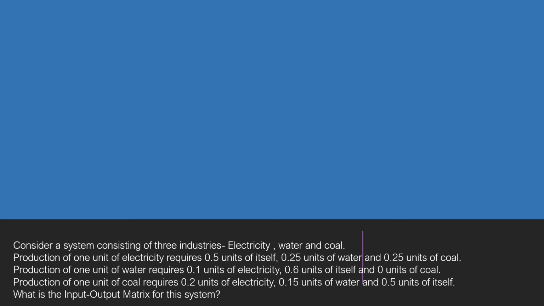In order to understand this model, let us consider this example where we are considering a system consisting of 3 industries: electricity, water, and coal. Production of 1 unit of electricity requires 0.5 units of itself, 0.25 units of water, and 0.25 units of coal. Production of 1 unit of water requires 0.1 units of electricity, 0.6 units of itself, and 0 units of coal. Production of 1 unit of coal requires 0.2 units of electricity, 0.15 units of water, and 0.5 units of itself. We are trying to find the input-output matrix for this system.